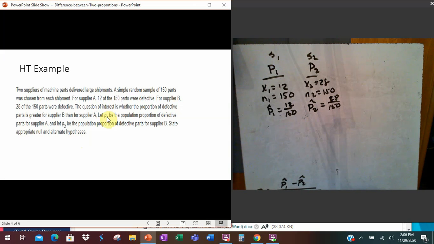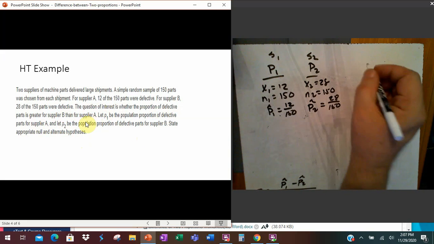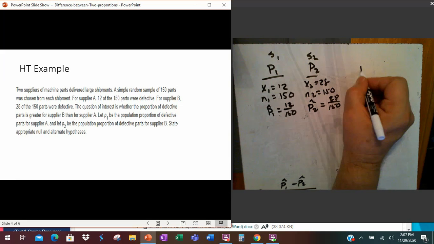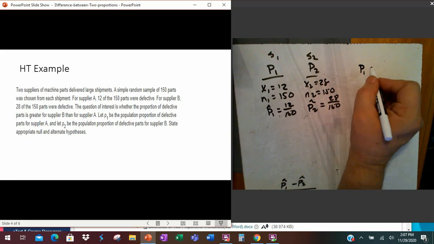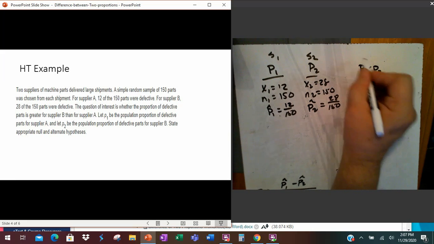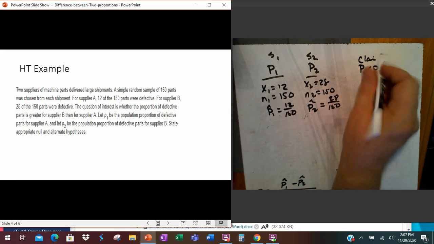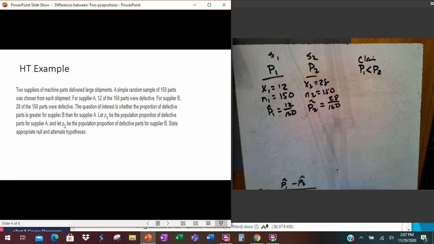So over here it's saying let P1 be the population proportion of defective parts for supplier A and P2 for B. And the question of interest is whether the proportion of defective parts is greater for supplier B, that's P2, than for supplier A, the P1. So P2 greater, and I want to do the one on the left side, just like we read left to right. This is our claim or our question of concern.